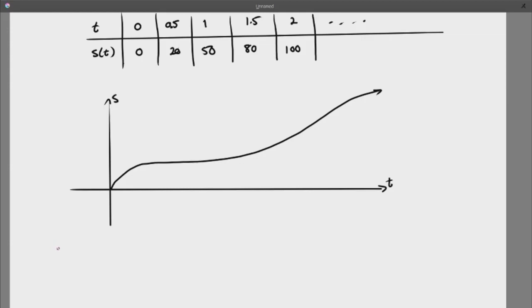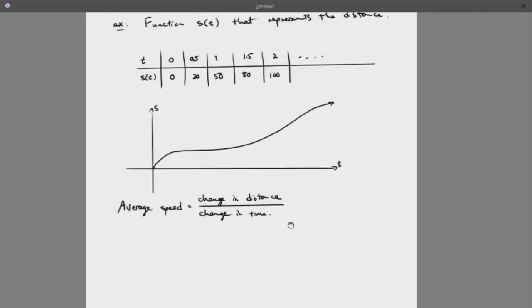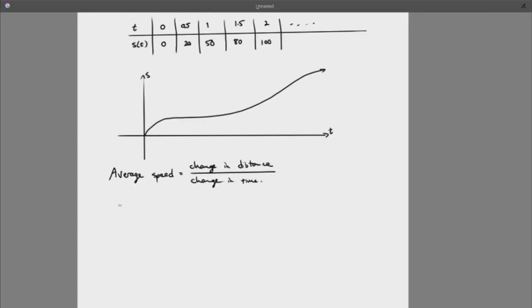So then we can ask questions like average speed. Now I know speed is the change in distance over the change in time. So my average, I need to know, let's say over, I'm just going to zoom out a little bit, I can't see everything. Let's say average speed over time 0 to time 1 hour.